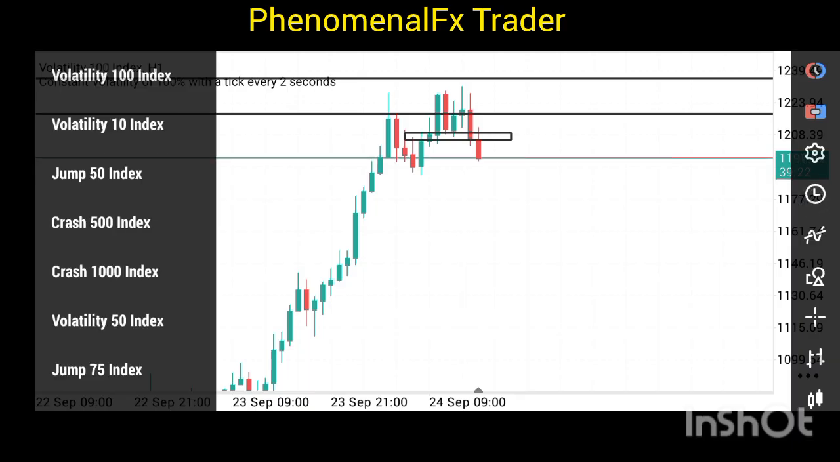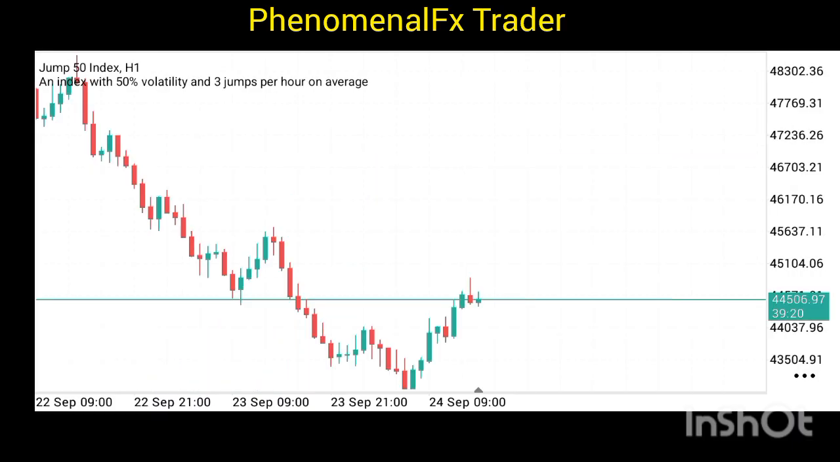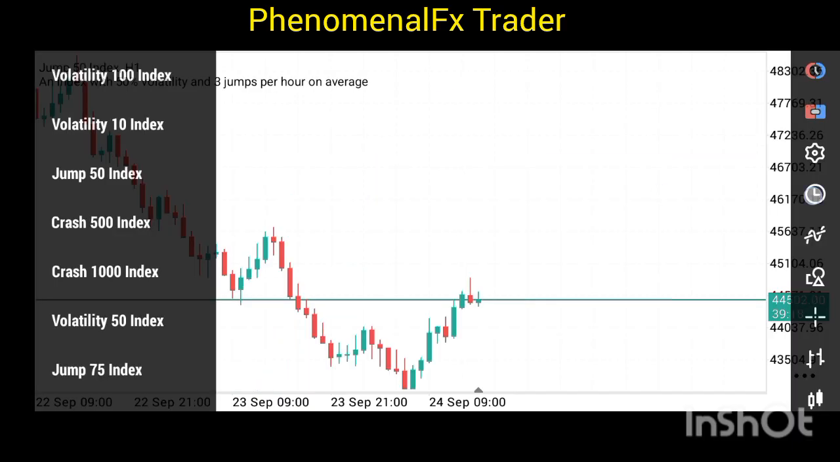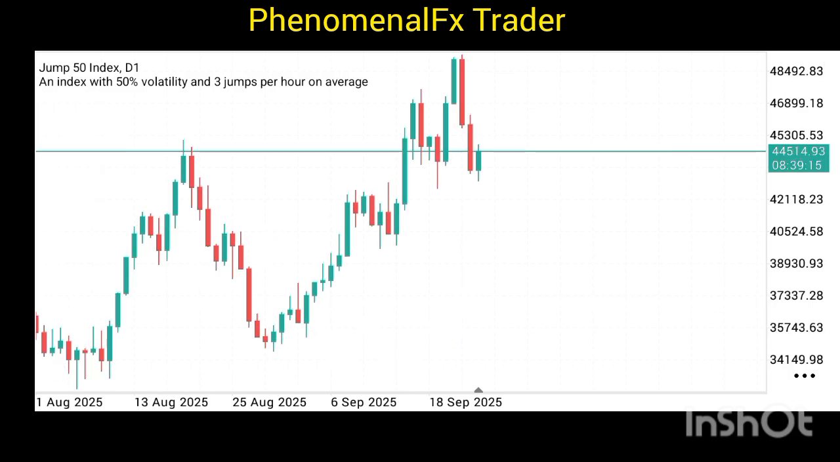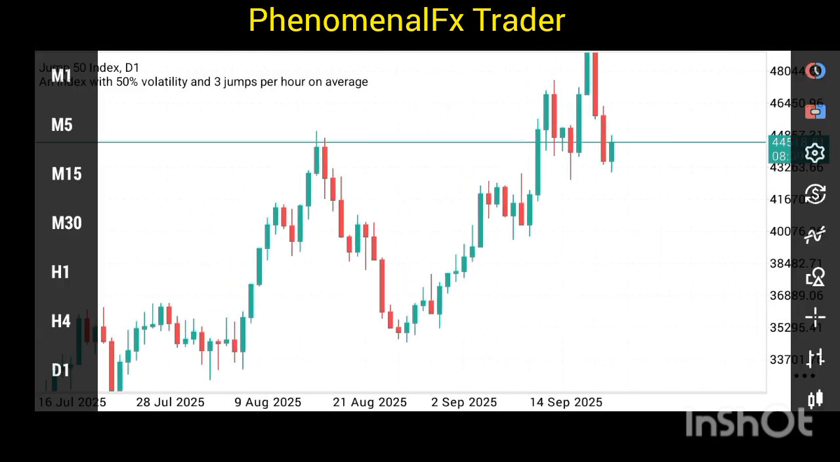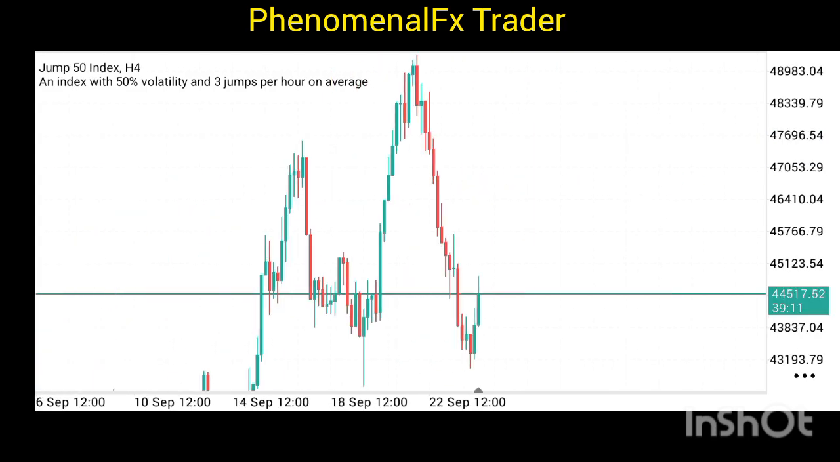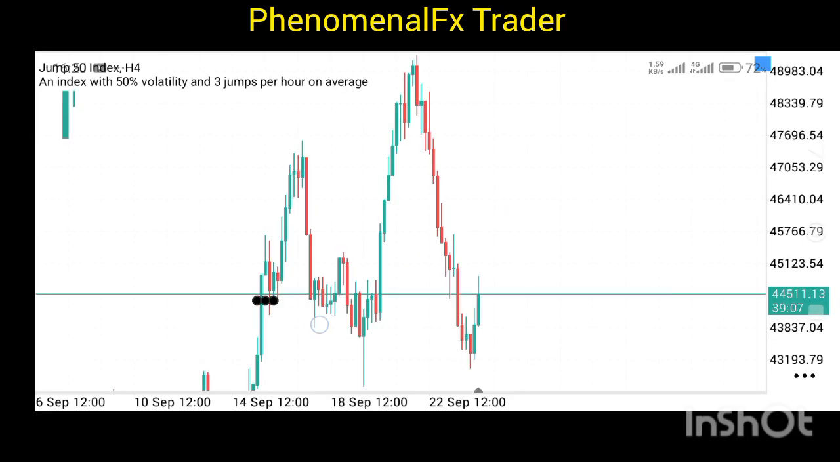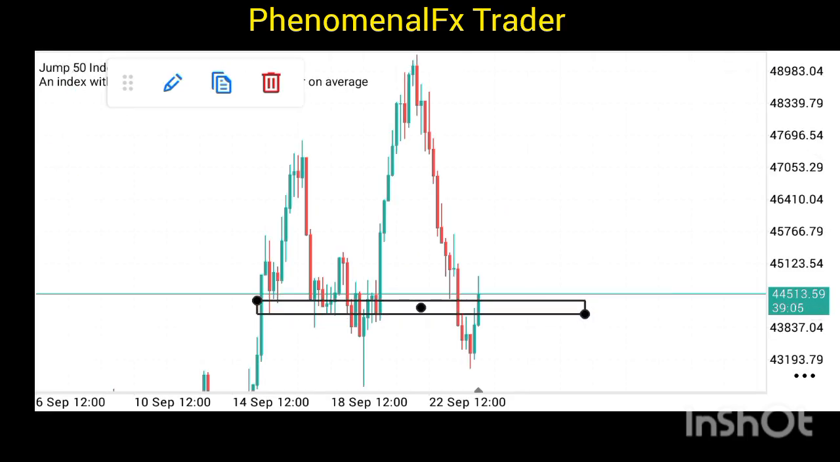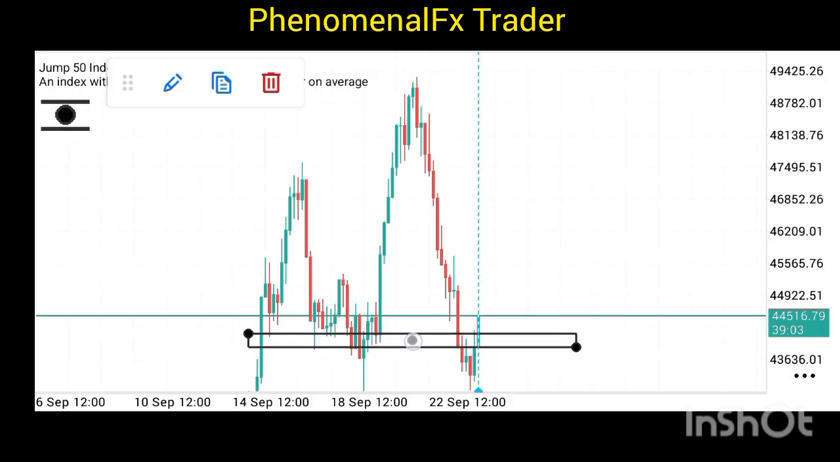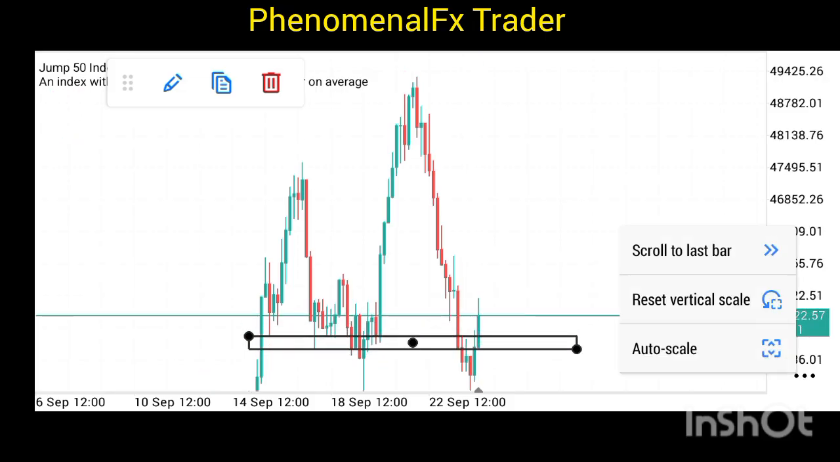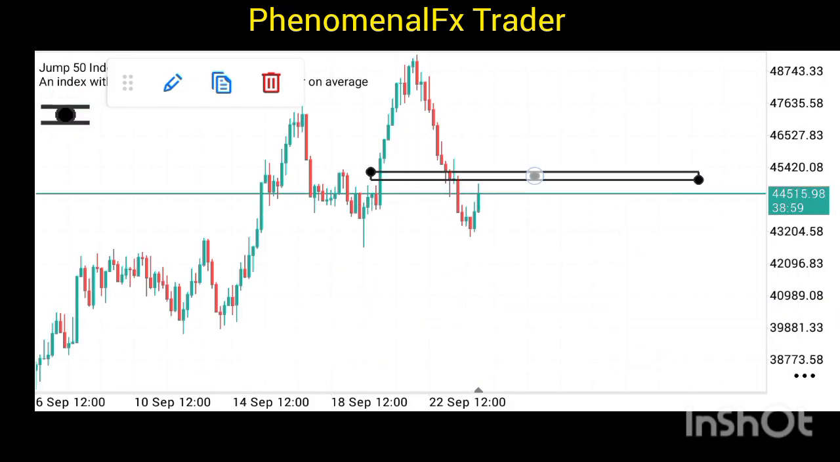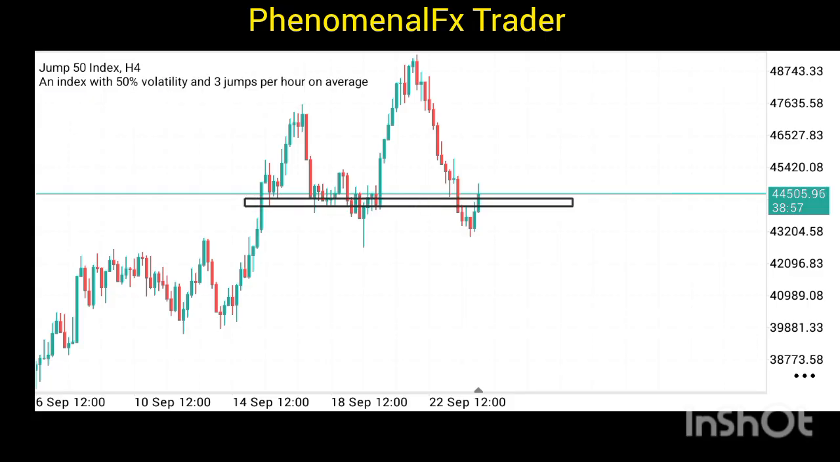Then the next pair I want you guys to look at is Jump 50 Index. I've been waiting for this pair to actually give me an entry, because looking at it from the daily time frame, okay, let's look at the 4 hourly time frame. I spotted an opportunity and expected the market to buy from here, but the market, you see, it broke and sold below this zone. Let me reset this. All right, you see it sold below the zone I expected it to buy from.